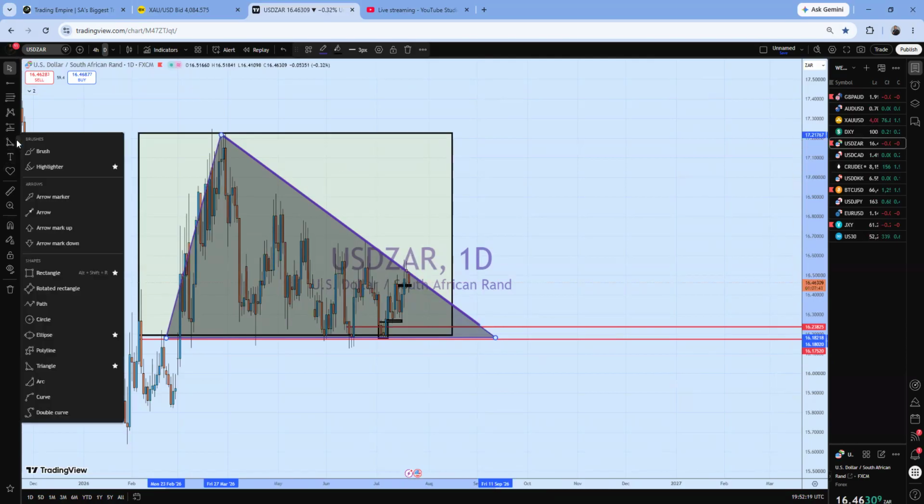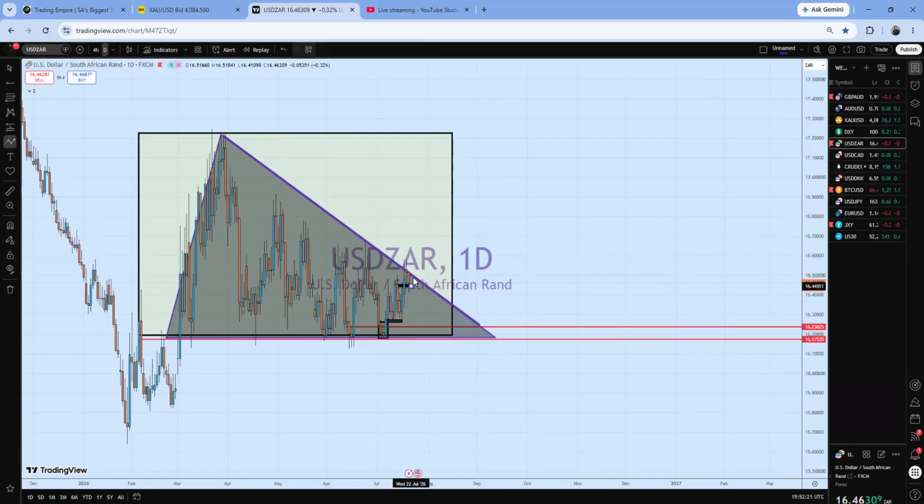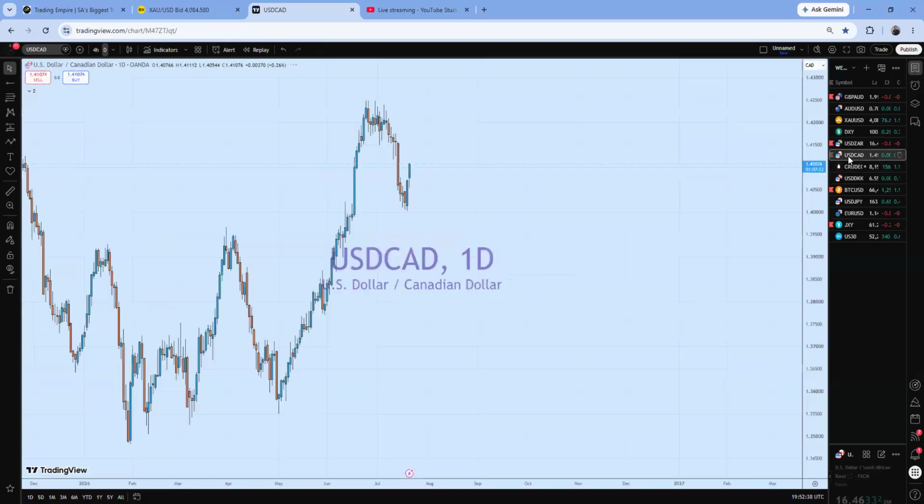So something like that. So that's what I'm looking for, waiting for that on USD ZAR. And obviously, we did say USD is strong, so looks bullish, so it agrees with that analogy.